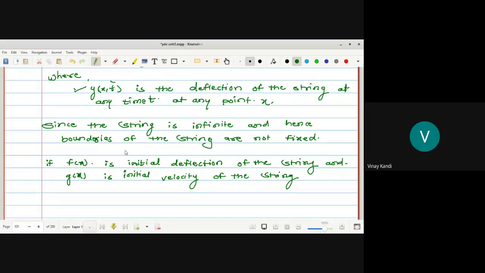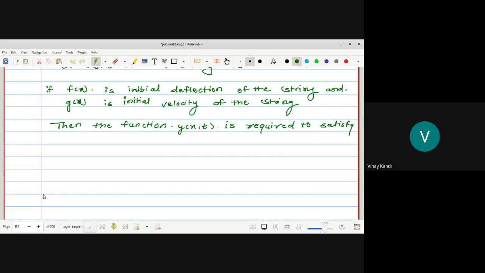Okay, then the function y of xt is required. म्हणजे हा काय पाहिजे तुमचा y of xt काय करायला पाहिजे, हा इनिशियल डिफ्लेक्शन आणि इनिशियल वेलोसिटीची कंडिशन सॅटिस्फाय करायला पाहिजे. So the function y of xt is required. So हा तुमचा सोल्युशन असेल डिफरन्शियल इक्वेशनचा. Okay, so it is required to satisfy the initial condition.